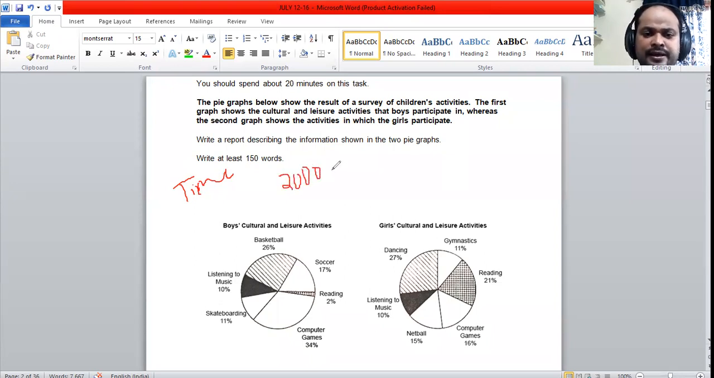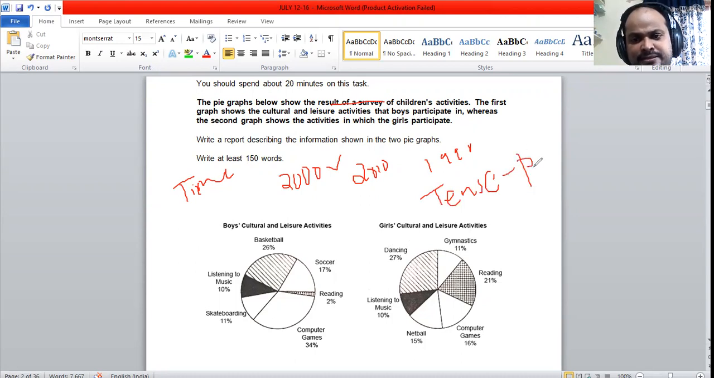Was it a 2000 report, or a 2010 report, or a 1990 report? No, actually the survey report is on the routine cycle. So if a report is taken on the routine cycle, the tense we have to use is present tense. So we are not going to use the past tense here.